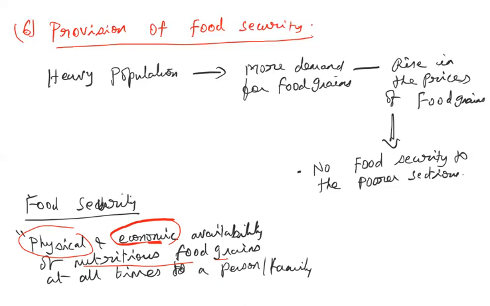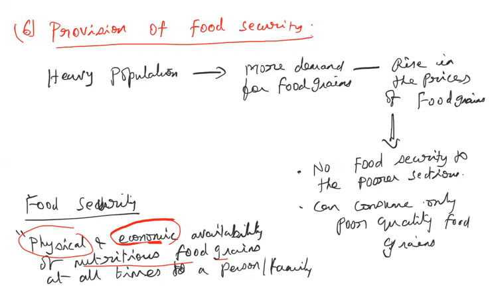So if the food prices in the country increase, what will happen? The poorer sections of the population will not be able to consume those kinds of commodities. They will be able to consume only poor quality food grains. They will not be able to consume the nutritious food grains, isn't it? So if they are consuming poor quality food grains, automatically there will be malnourished people in the country.